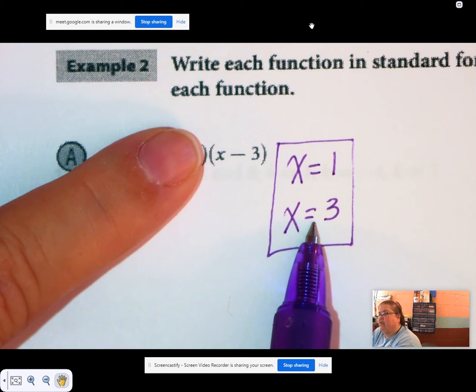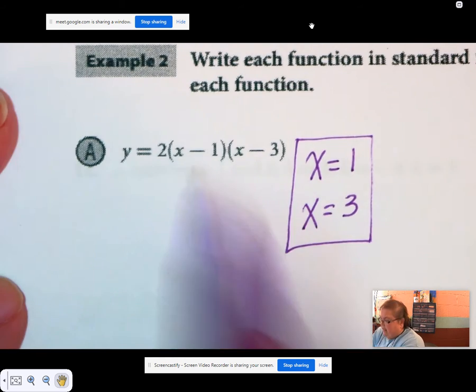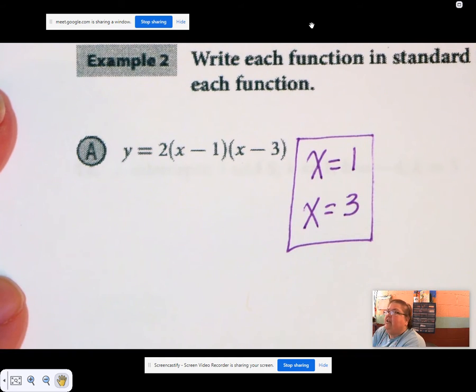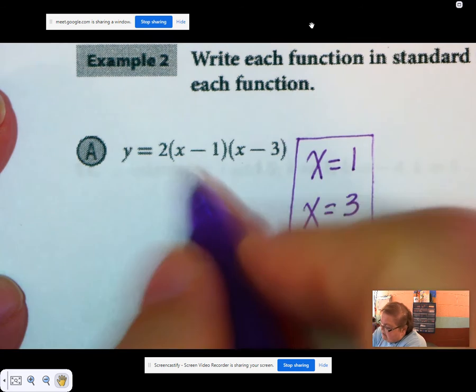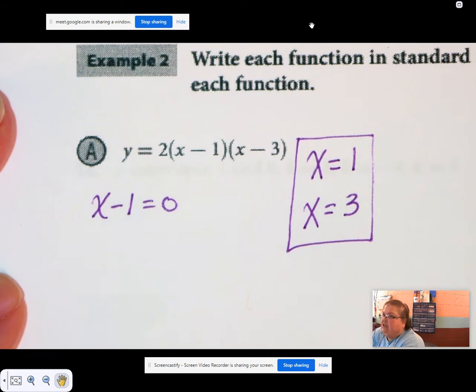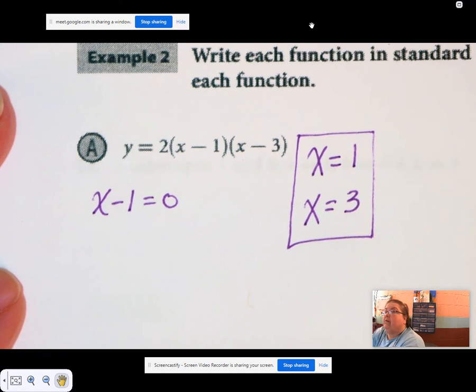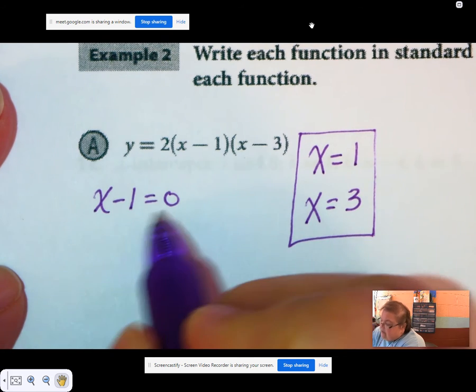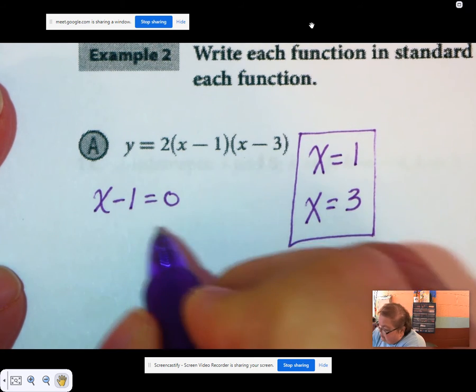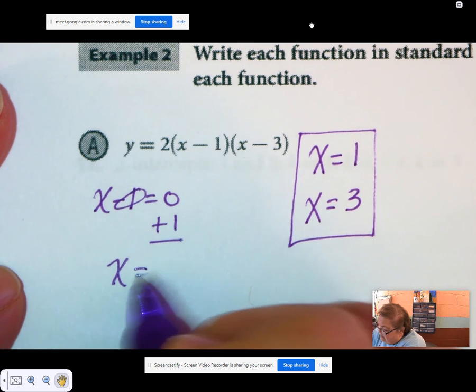These are my intercepts, or my zeros. Here's how it works. I set them up. If I didn't know what the answer was, I would set this equal to 0. X minus 1 equals 0. And then I would solve it. Everybody please write that. Okay? And I would solve it. The inverse of minus 1 is plus 1 to the opposite side. That's my 0. X equals 1.